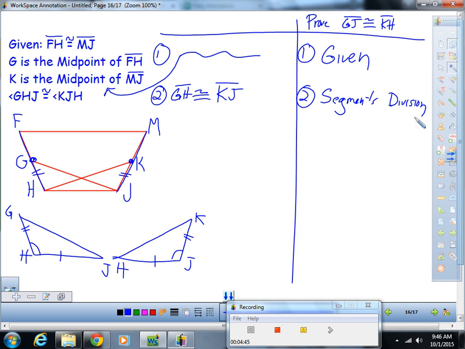So look, I got a side here, I got an angle here. I need one more piece of information, and I can tell by my picture it's going to be a side. So I need to say that HJ is congruent to JH. You could also say HJ there. That's the reflexive property.